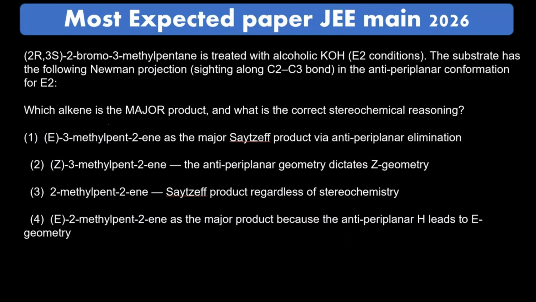Then moving on to the next one, look at this question. 2R3S, 2-bromo, 3-methyl pentane. We highly expect this kind of question, because the question will look scary. So that by reading the question, you will not try to solve it, or else you will panic. That's what they want.